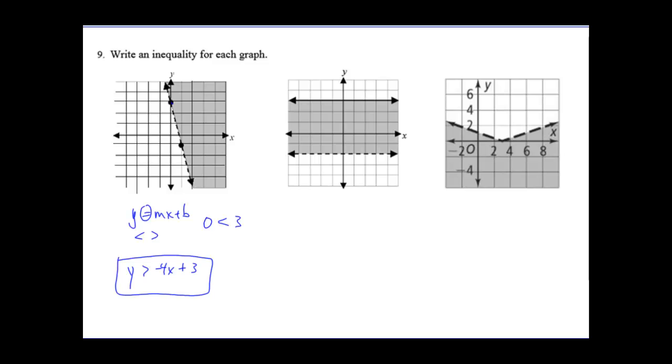Horizontal lines are y equals. So we have y, and the first one is at 3. So we have y and 3.